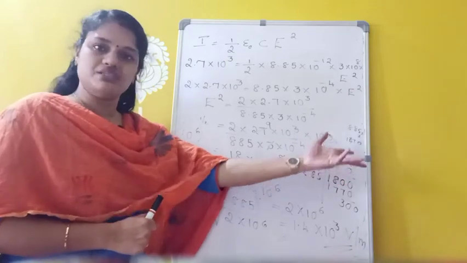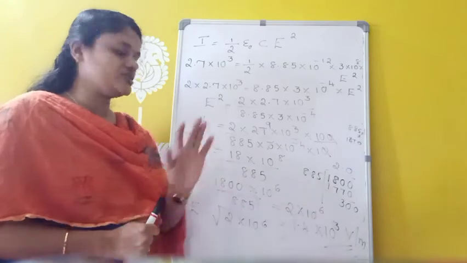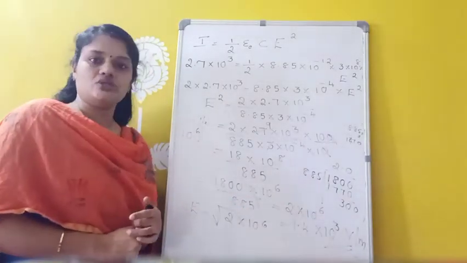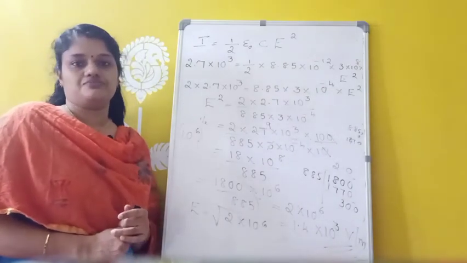So 2.0 something will come, so you can take nearly how much? 2. Means root of 2 into 10 raised to 6. So you will be getting nearly 1.4 into 10 raised to 3 volt per meter, or 1.4 kilovolt per meter.